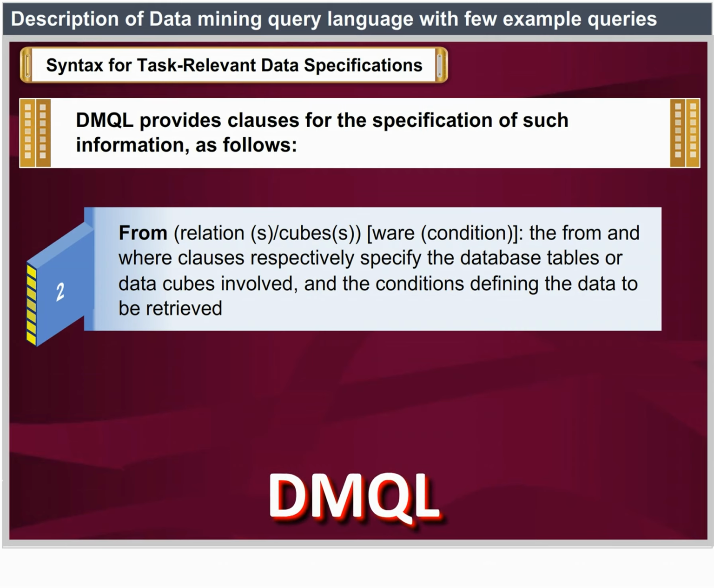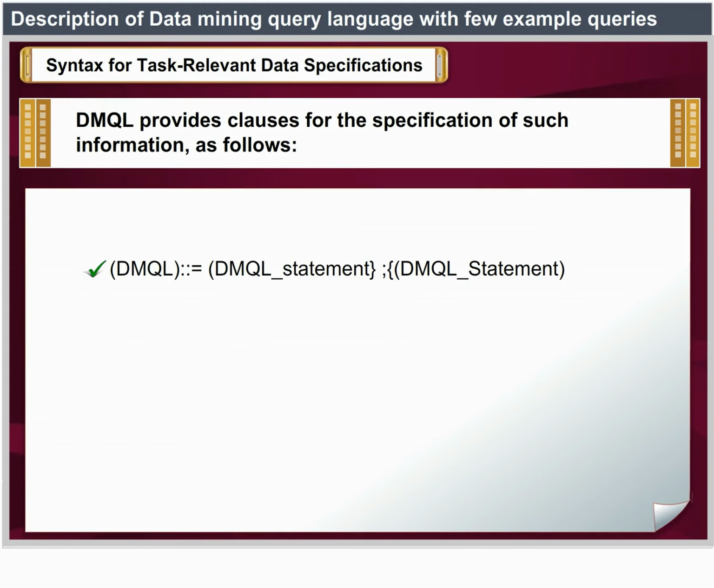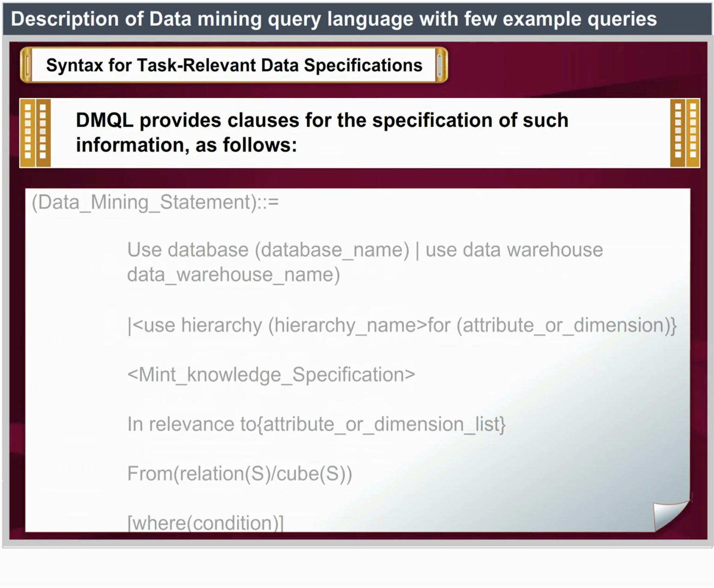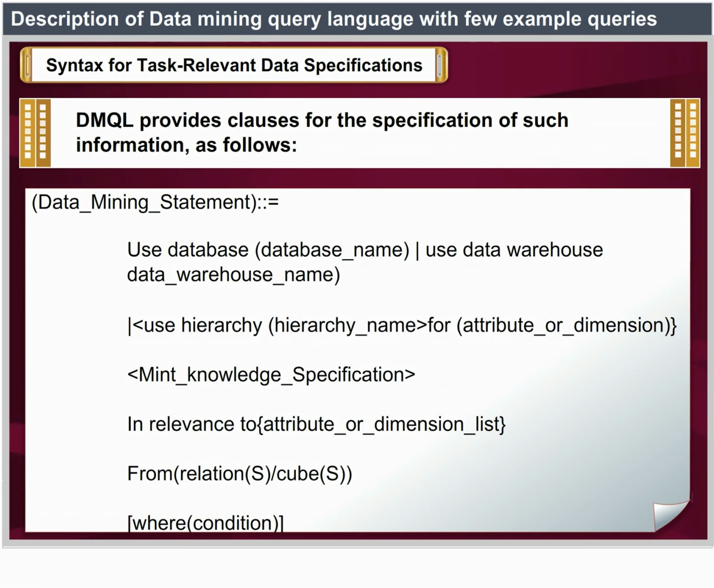DMQL equals DMQL statement. DMQL statement equals data mining statement or concept hierarchy dimension statement or visualization and presentation. A series of data mining statements are shown in the subsequent slides.